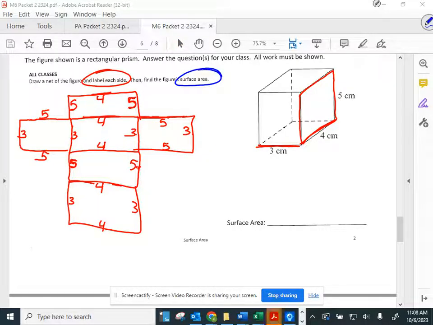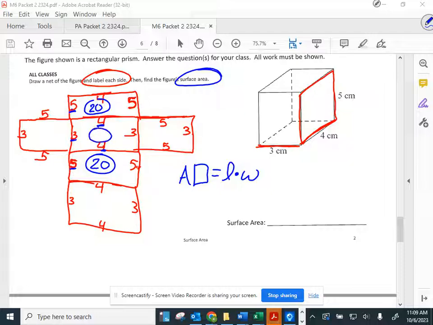Find the surface area. In order to find the surface area, you have to find the area of each face of that rectangular prism. So remember, to find the area of a rectangle, it's length times width. So length times width. What's 4 times 5? 20. And here I have 4 times 5, so I know it's another 20. Here I have to do 3 times 4, 3 times 4, 3 times 5, and 3 times 5.